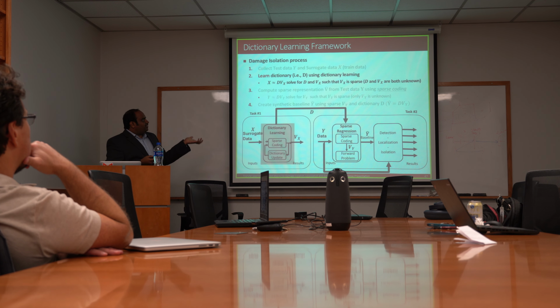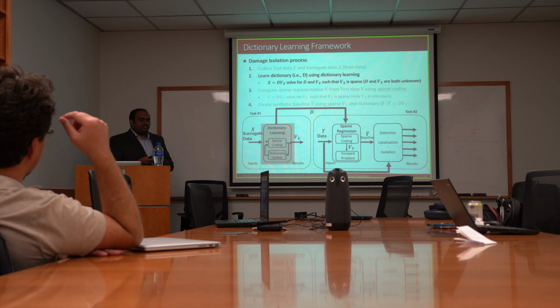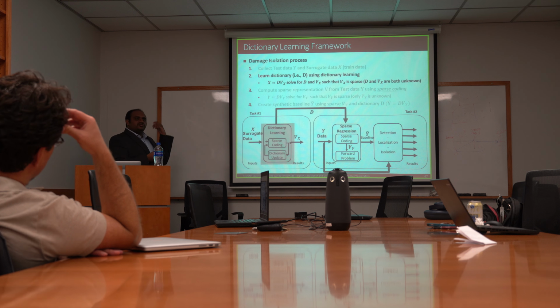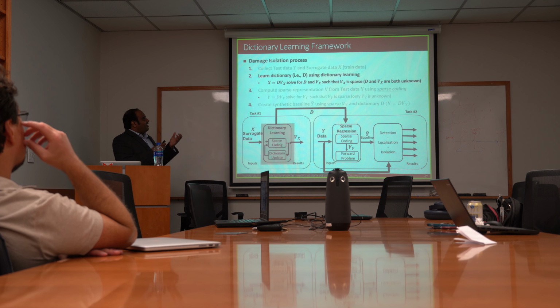One method to solve that is you basically initialize your dictionary with a random matrix, and then you solve for V using sparse coding techniques like orthogonal matching pursuit or basis pursuit. And once you get V, you update your dictionary atoms with a rank 1 approximation, and you do that as a dual optimization problem. And hopefully it will converge and you get a D and a V after the dictionary learning part.